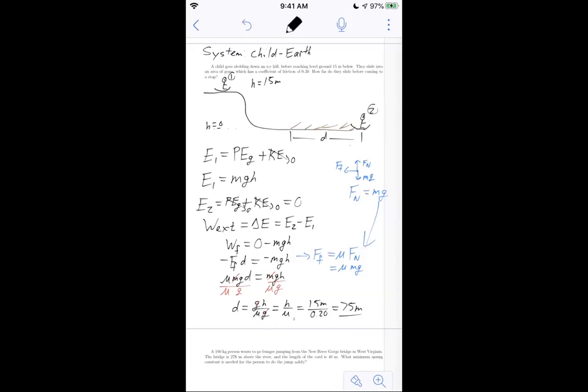So as I said, probably most of you are going to want to define your system as broadly as possible. The other option that you could have done is just define the child as the system, right? In that case, gravity would be doing positive work, and then friction does negative work. In the end, you would end up with the same calculation and the same displacement. So any questions on that problem?